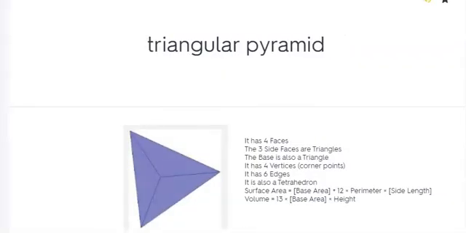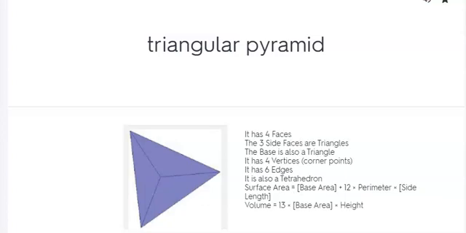Triangular pyramid. It has 4 faces. The 3 side faces are triangles. The base is also a triangle. It has 4 vertices. It has 6 edges. It is also a tetrahedron. Surface area equals base area plus 1/2 x perimeter x side length. Volume equals 1/3 x base area x height.